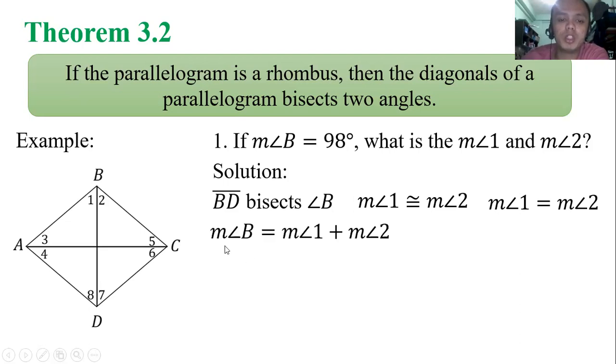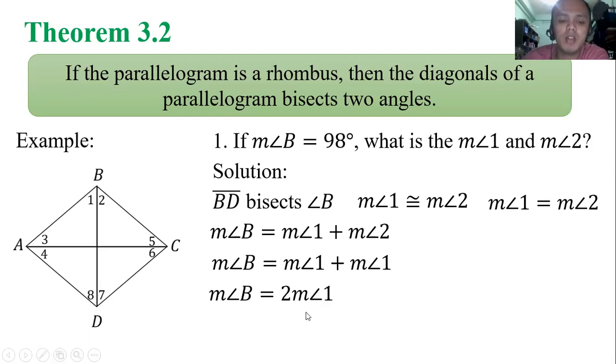If the measure of angle B is equal to the measure of angle 1 plus the measure of angle 2, substitute one of these. It's either angle 1 or angle 2 in this condition. Here, I will use angle 2. Substitute angle 2 to angle 1 since angle 1 is equal to angle 2. So it becomes the measure of angle 1 plus the measure of angle 1. Add them: the measure of angle 1 plus the measure of angle 1 is 2 times the measure of angle 1. Don't be confused, it's like adding x plus x, which is 2x.